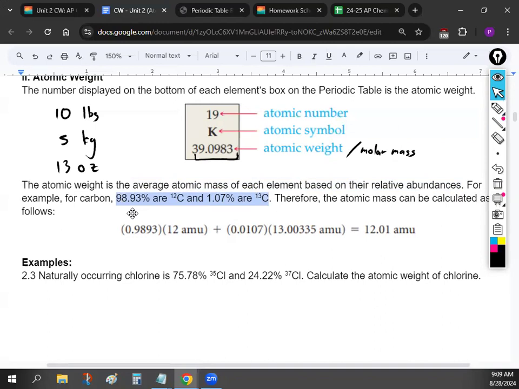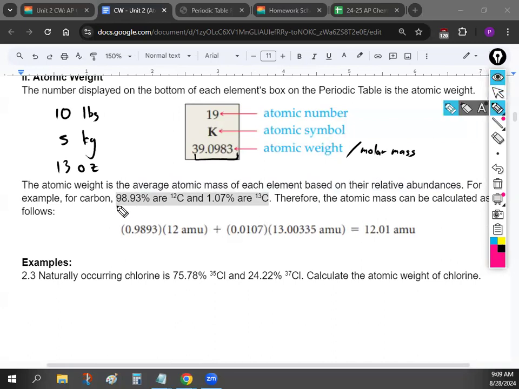So if you want to find the average mass of carbon, we're going to set up this equation. I know it looks kind of complicated, but it's super simple. All you do is take the percentage and turn it into a decimal. If you don't remember, I know it's been a long summer, in order to turn a percentage into a decimal, you divide by 100, or you just move the decimal point 2 times to the left. So 98.93 becomes 0.9893.